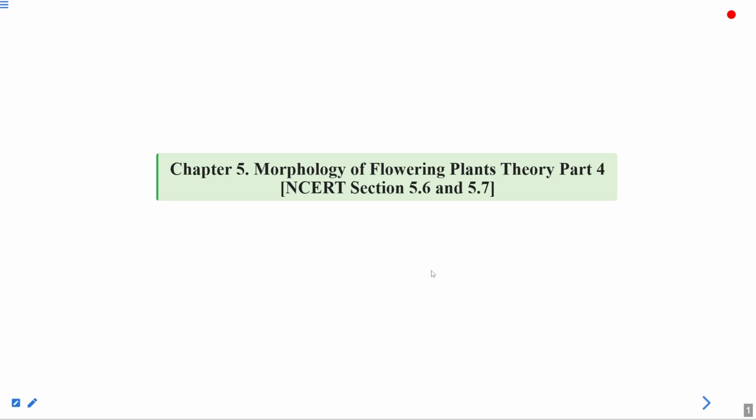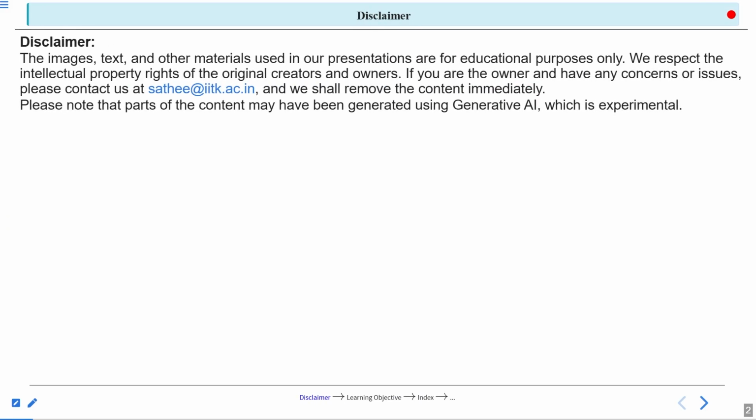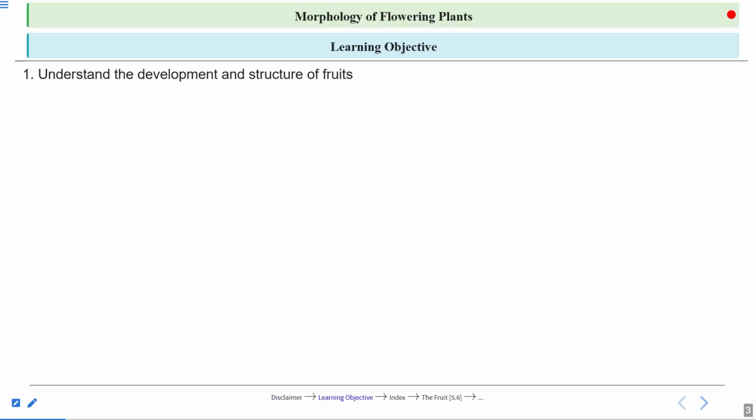Hello, everyone. Welcome to the session of Morphology of Flowering Plants Theory Part 4. This is going to be our fourth lecture from this chapter, and we're going to cover the NCERT section 5.6 and 5.7. Let us see the learning objective of today's session.